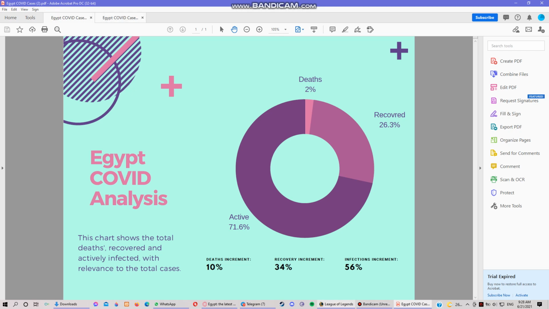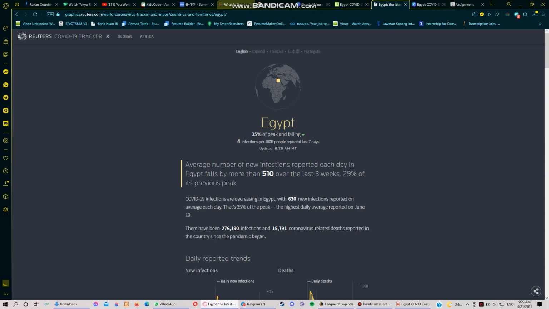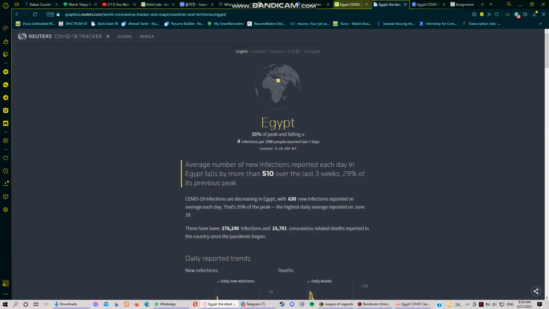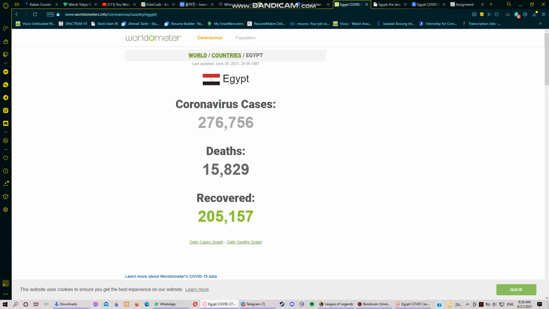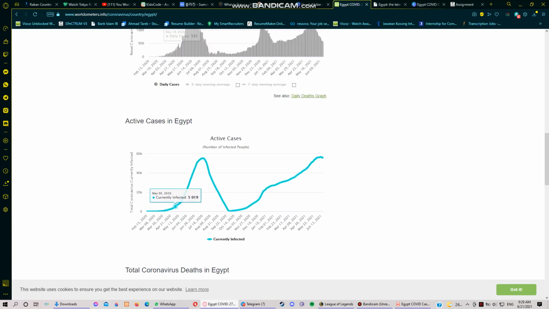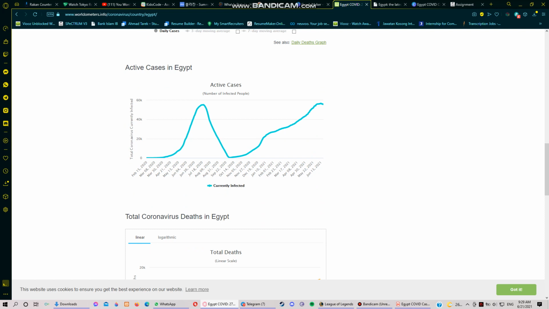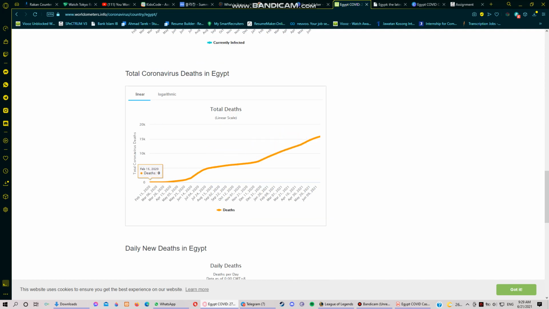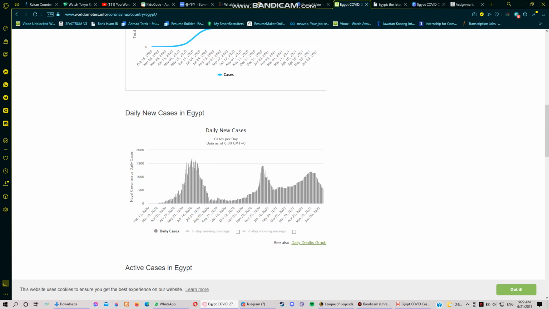So these are the two main graphs that I created. Now I'm going to compare them to the sources that I collected from: the Reuters COVID-19 tracker and the Worldometer tracker. The first one shows the total cases, deaths, and recovered, and shows graphs from February 2020 until January 2021. The graphs cover the deaths, cases, and also daily cases.